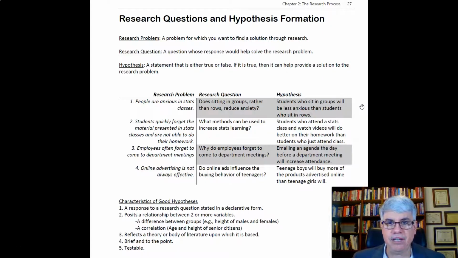Now, I'm making a directional hypothesis. I'm saying that students who sit in groups will be less anxious than students who sit in rows. So that's the research problem, the research question, and a hypothesis.